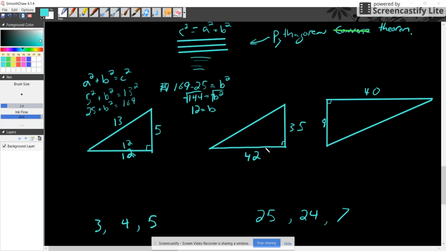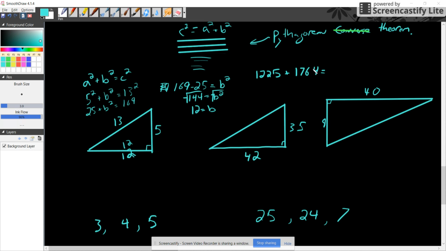Okay, this one's a little bit harder. 42, 35, what's this side over here? You may have to use a calculator to find that, and I think you definitely will. So let's start off with the Pythagorean theorem. a squared plus b squared is equal to c squared. 35 squared is 1225 plus 42 squared, which is 1764.